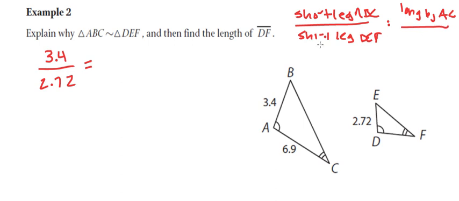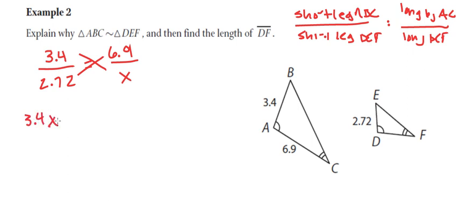So this is short, short over long, long. So I'm going to have 6.9 here. Make sure that the 2 in the numerator came from the same triangle, and that's going to be over DF. So that's going to be long of DEF. And I don't know that, so I'm going to put in an X. So what I'm going to do here is I'm going to cross multiply. So I'm going to end up with 3.4x is equal to 2.72 multiplied by 6.9.